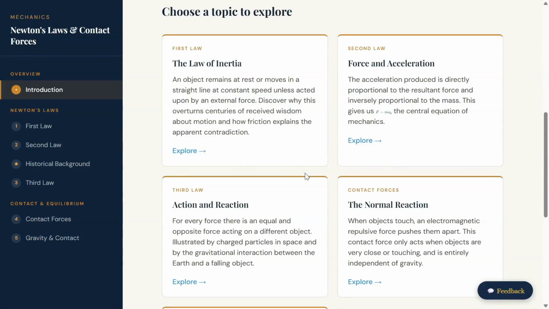The first law, otherwise known as the law of inertia. The second law, which deals with force and acceleration. The third law about action and reaction. And then I've added another tab on contact forces, or the normal reaction force, because this can be misunderstood, and its relation to the third law is very important in creating correct force diagrams and then correct equations to solve a problem when two or more objects are in contact with each other.